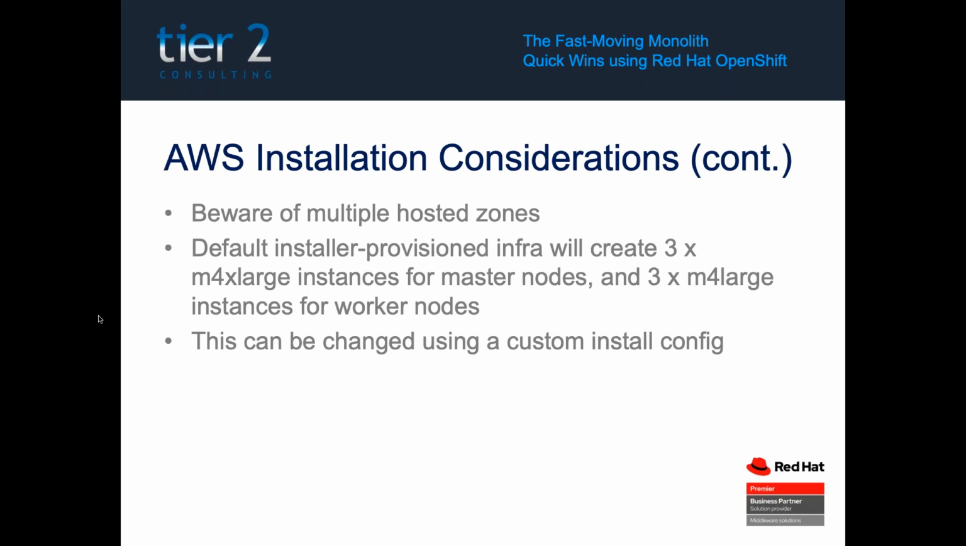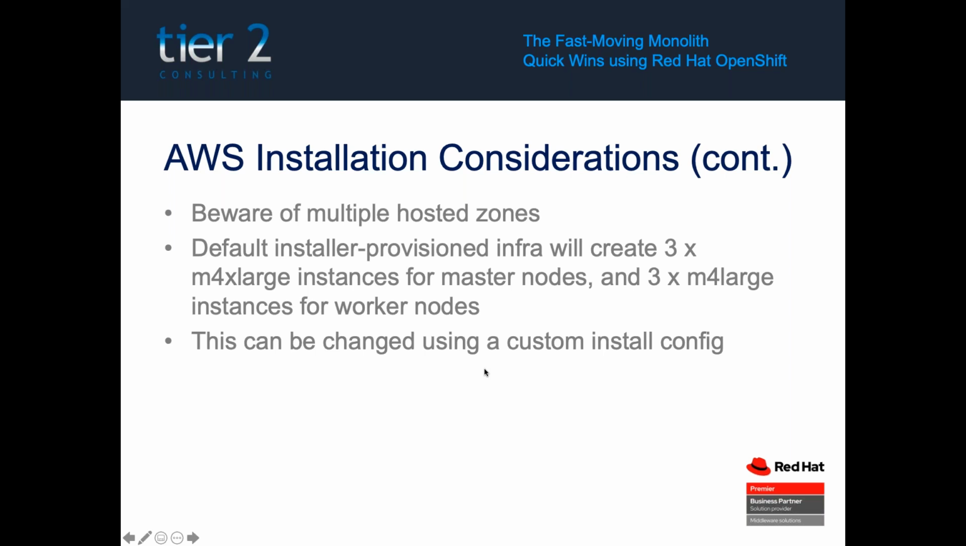The other thing to note is that this default installer provisioned infrastructure will always create 3 master nodes and 3 worker nodes. And as you can see from the slide there, that's the instance type that you're going to get. You're going to get M4 extra larges for the masters, and you're going to get M4 larges for the worker nodes. You can change that, but you'll need to create a custom installation config or custom installation manifest in order to do that. I'm going to show you how to do that as part of the demo. But if you don't create one of those and you go with the absolutely basic default install, then you will get 3 masters and 3 workers.